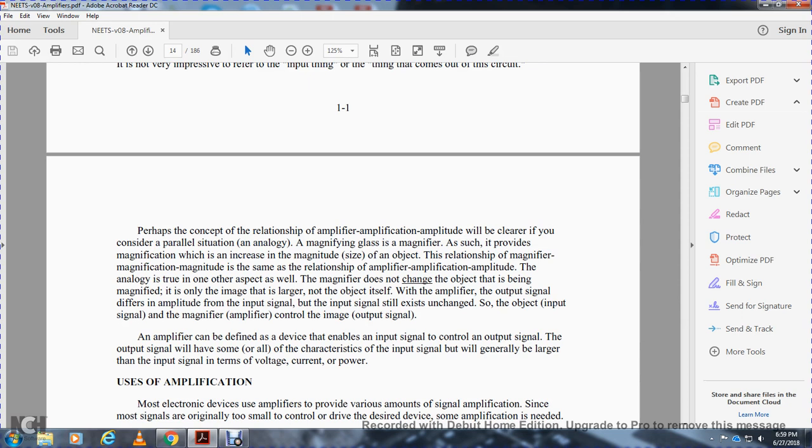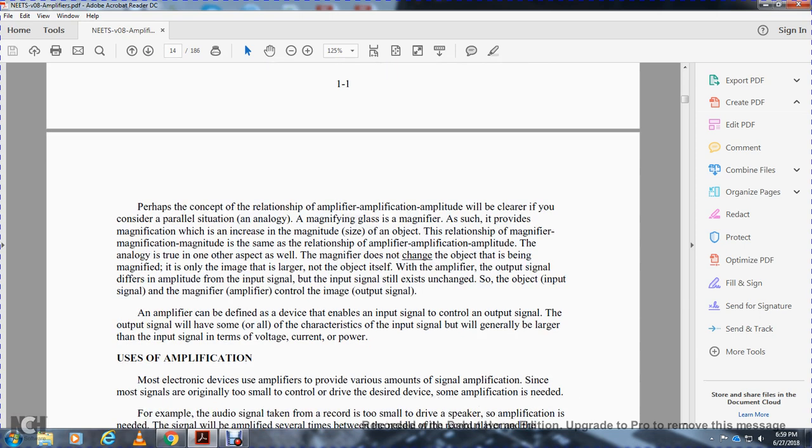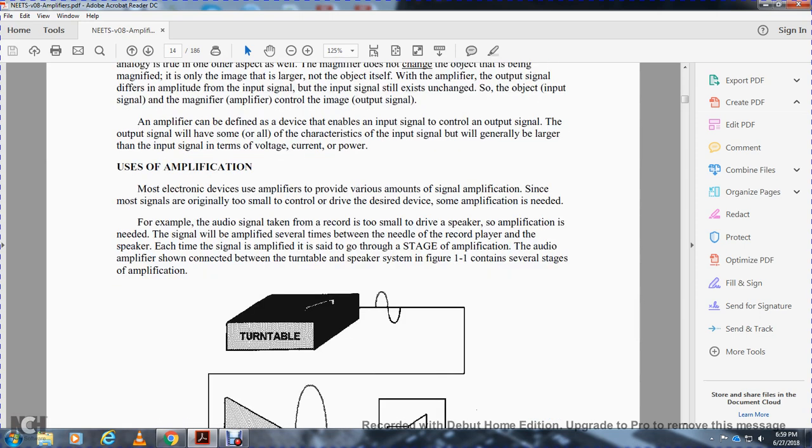Amplifiers can be defined as devices that enable an input signal to control an output signal. The output signal will have some or all of the characteristics of the input signal, but will generally be larger than the input signal in terms of voltage, current, or power.